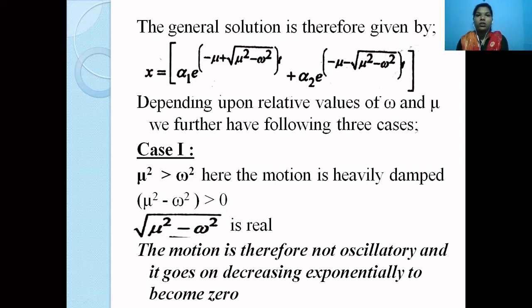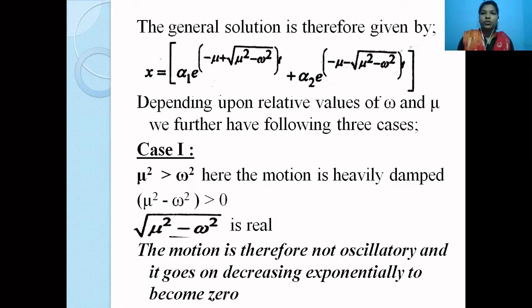Of damped oscillation. Depending upon the relative values of mu and omega, we can further have three cases. Now see, we have got mu square minus omega square. So depending upon whether mu is greater or omega is greater, or both are equal, I will get different sets of solutions. These solutions can be real or imaginary. That depends upon what values of mu and omega we have for a particular system, or for a particular moment of time. So depending upon that, we have got three cases to discuss.